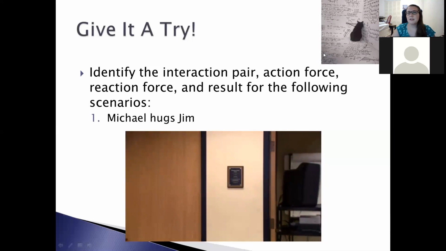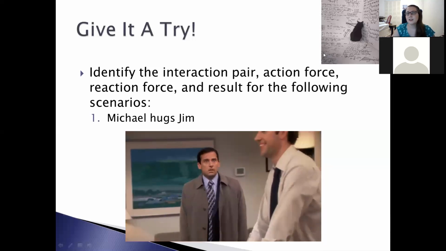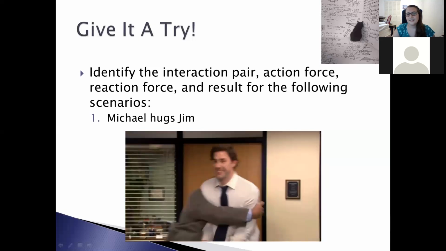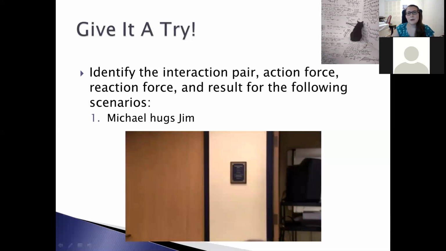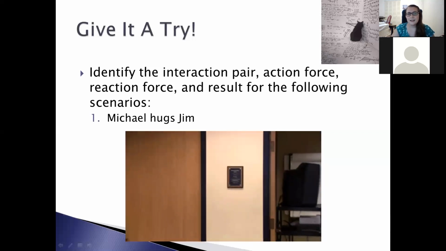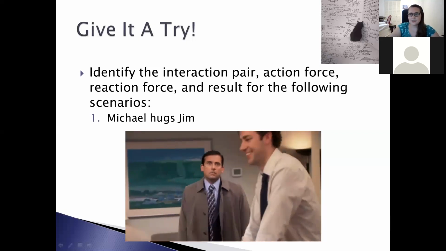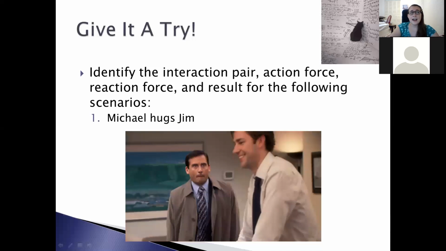All right, so what's our interaction pair? Go ahead and type it in the chat. What's our interaction pair? Mikey and Jimbo. Yeah, great. Michael and Jim are two objects that are interacting with each other in this scenario. Good.